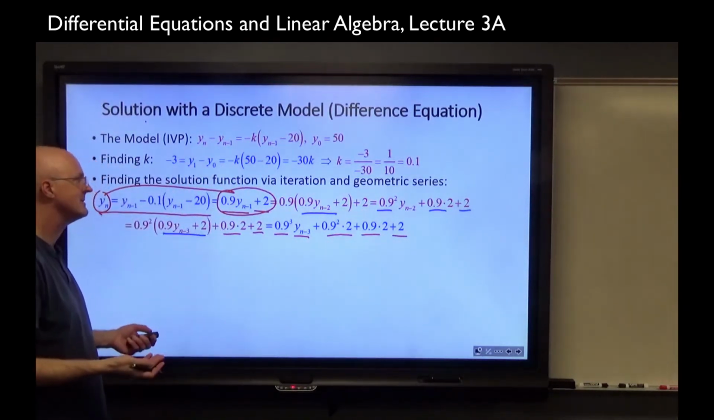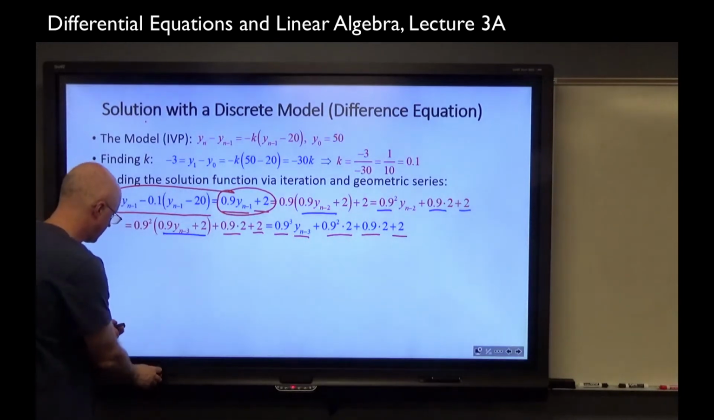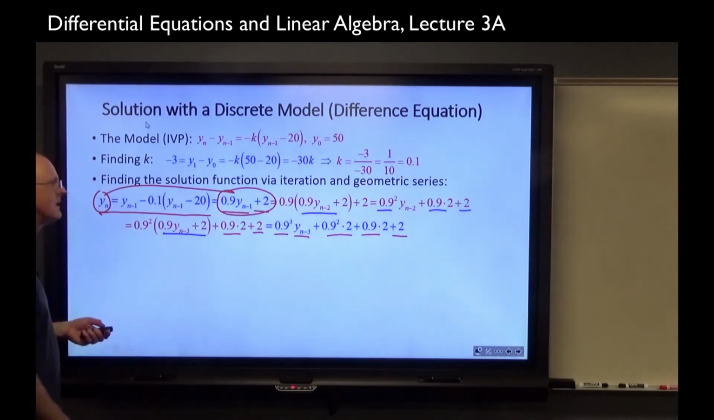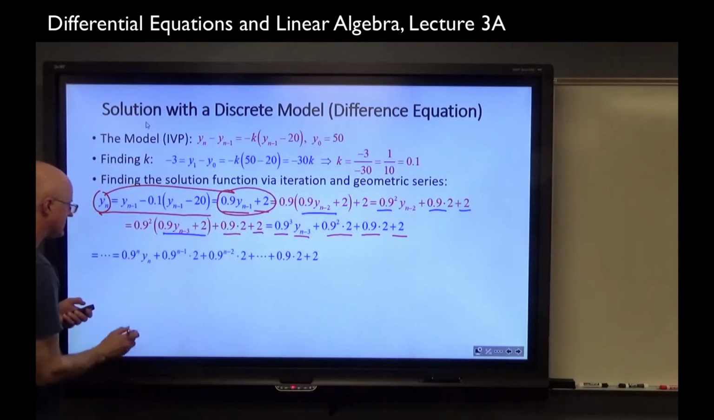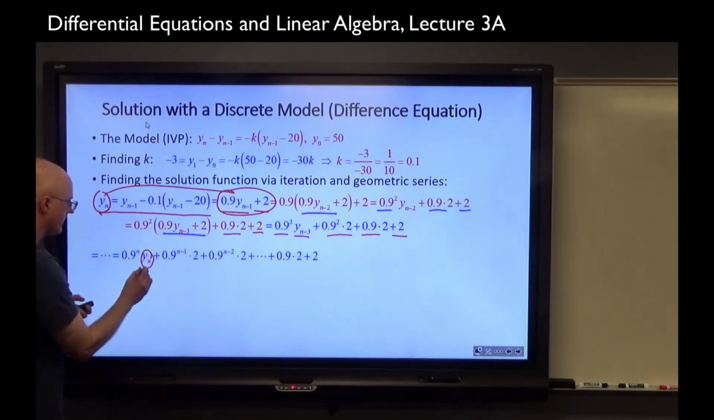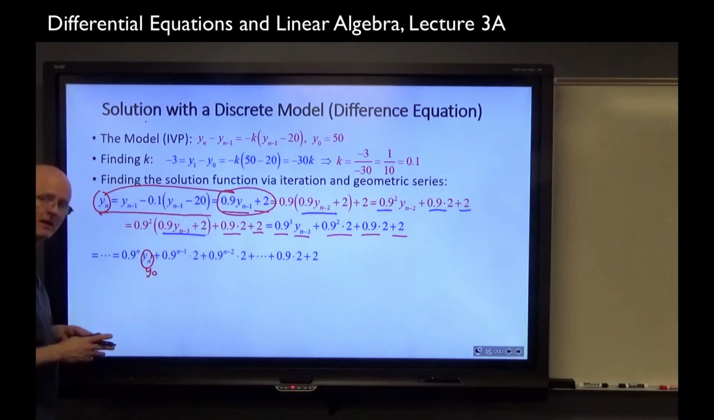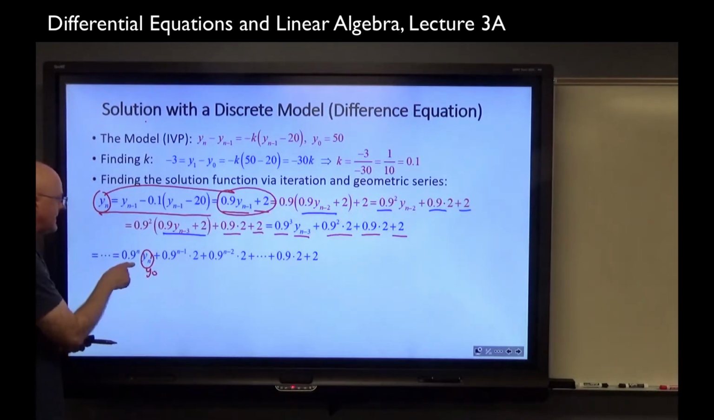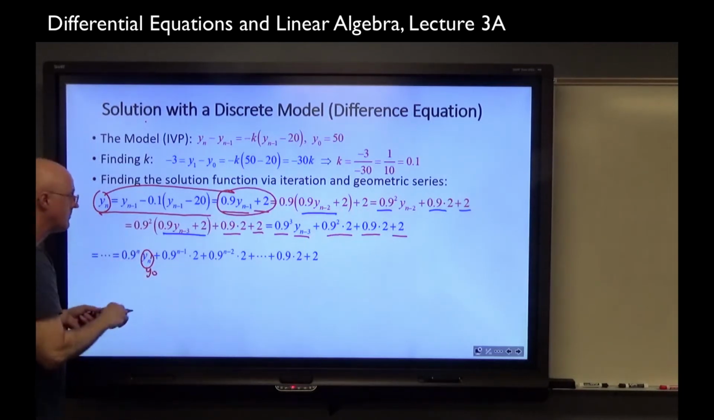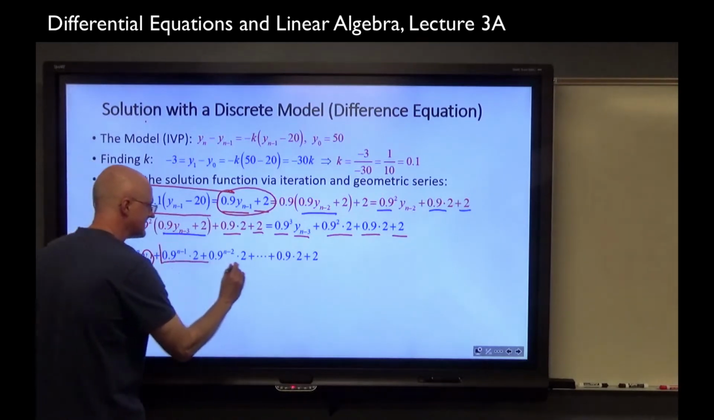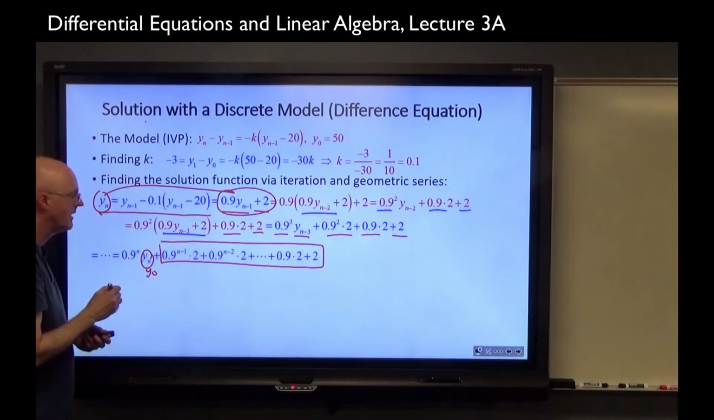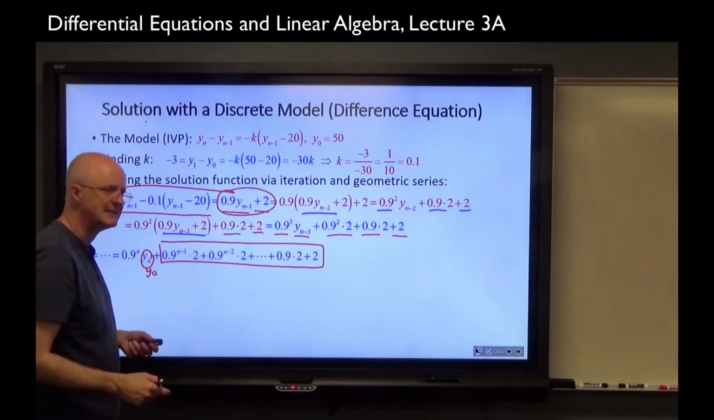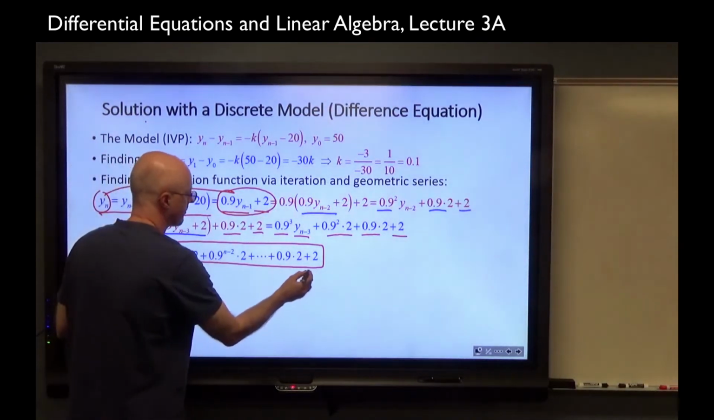Notice the pattern. Try to look at the pattern and figure it out in general, where you ultimately get to a y0, and I realized I made a typo here. Here's the answer. This should be a y0 here. 0.9 to the n times y0 plus all this is the pattern. That's a finite geometric series, and it's probably simplest to think about it from right to left.